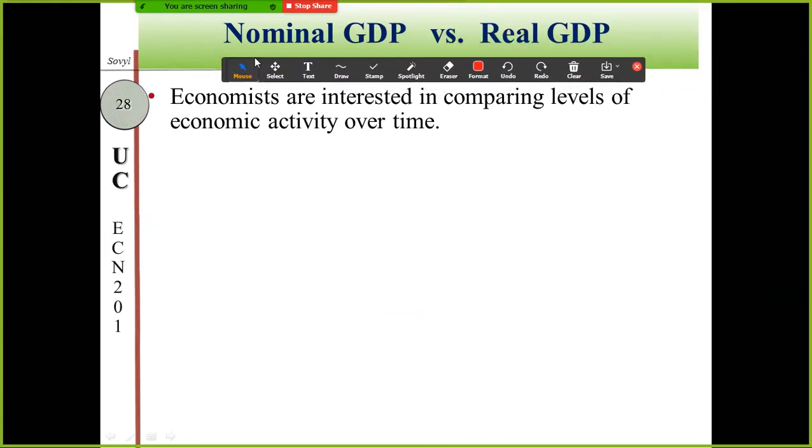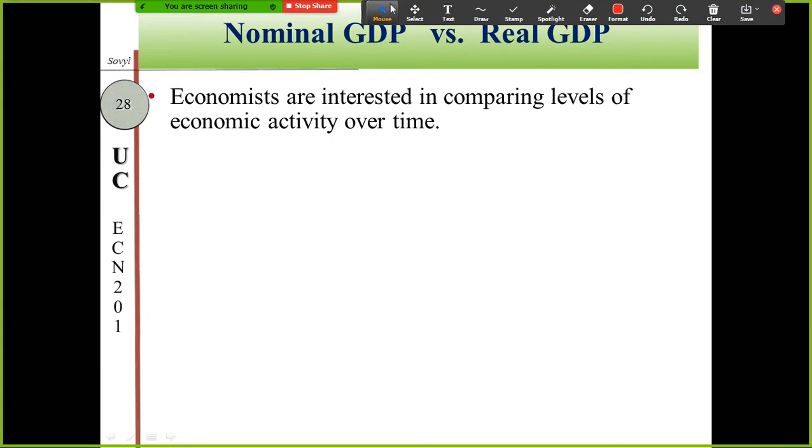This is a new point for this movie: nominal GDP versus real GDP. We will understand what nominal GDP and real GDP mean in later slides. Economists are interested in comparing levels of economic activity over time. Based on the definition, GDP is the total market value of final goods and final services produced or consumed in a country in a specific period of time.